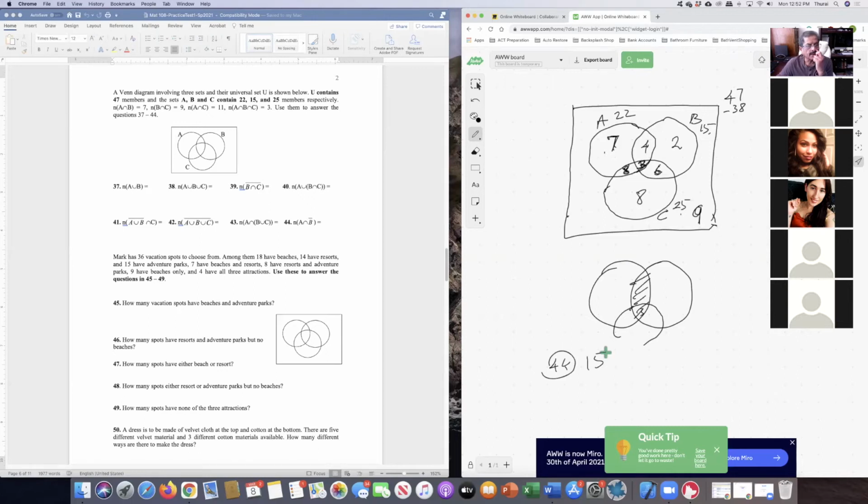Any of the other questions in that problem? 37 to 43. Anybody has any question there? 38. Okay. Count of A union B union C. That means you have to add up all the numbers in the three circles. And we just did that. I got 38. So that's the answer for that.